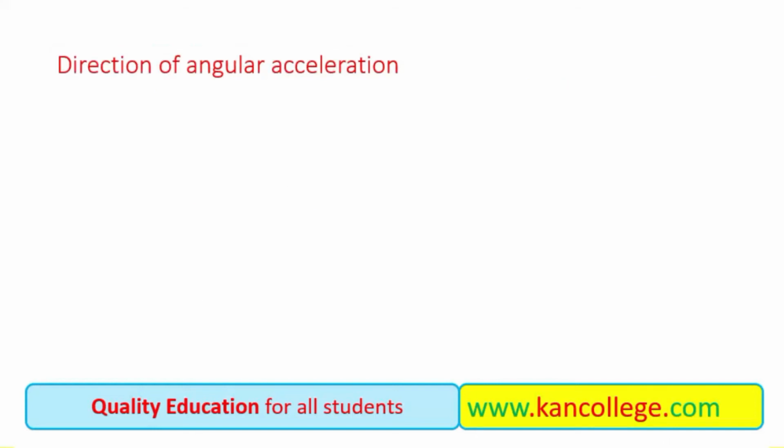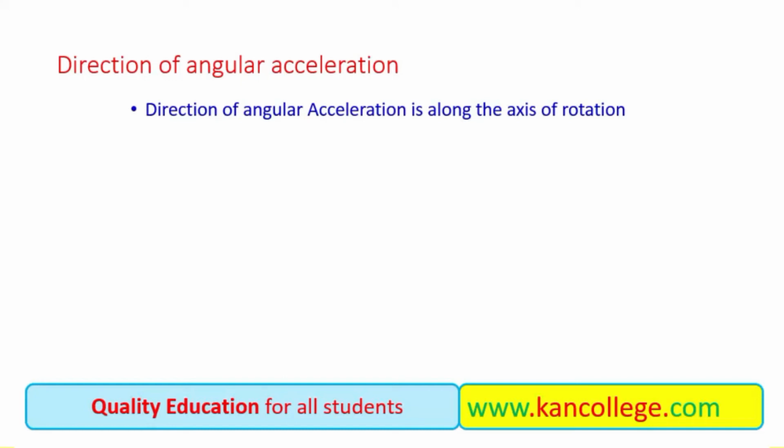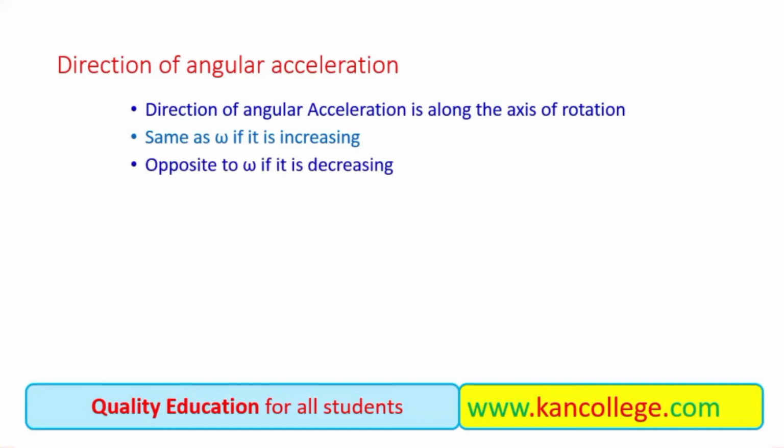Direction of angular acceleration. The direction of angular acceleration is always along the axis of rotation, and it is the same as the direction of omega, or angular speed, if the angular speed increases, but it is opposite to the direction of angular speed if the angular speed is decreasing.